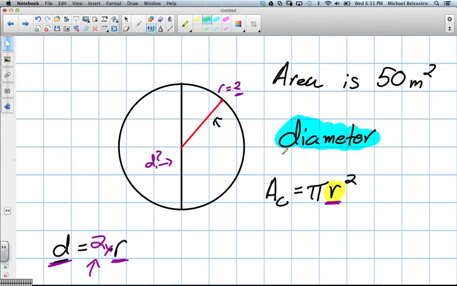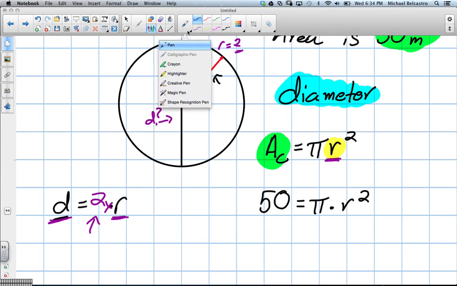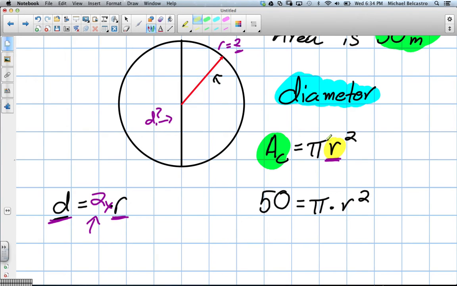One of the pieces they gave us is what the actual area is equal to. The actual area is equal to 50. 50 meters squared, but we don't have to put the unit of measurement in. So we're going to replace area with 50 is equal to pi times r squared. Okay. Now remember, our goal is we're trying to find radius in this question because that's how we're going to figure out diameter. So when we do that, we want to move everything to the other side. So the first thing we're going to move is that pi.